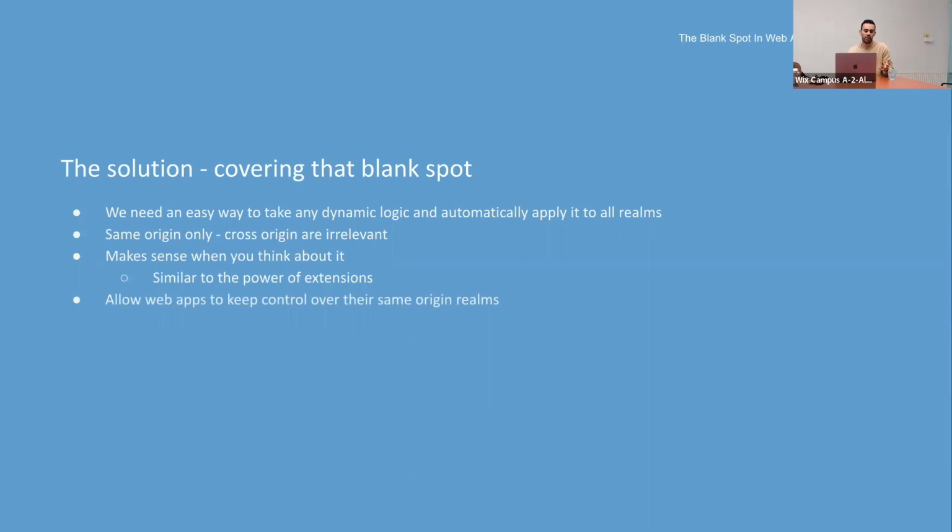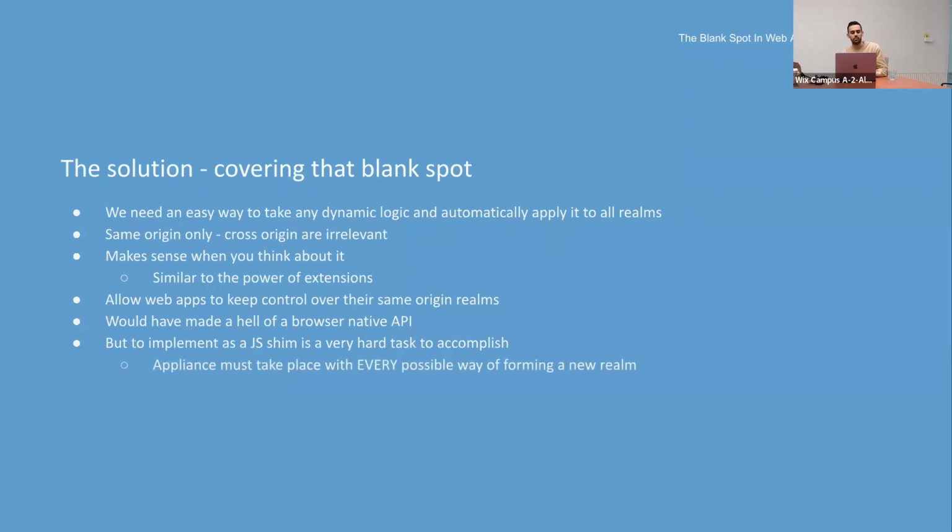And I think that's only fair. I think that if you have your own application and you want to be able to control it, you should have synchronous control to all same origin realms that rise up within your application. I think that only makes sense. In my opinion, that would make a hell of a browser native API. But since we don't have that, the only way to implement that is using the concept of JavaScript shim. So we can implement a JavaScript library that when you apply it at the beginning of the application, exposes that API that we're imagining. But that is a hard task to accomplish for two main reasons.